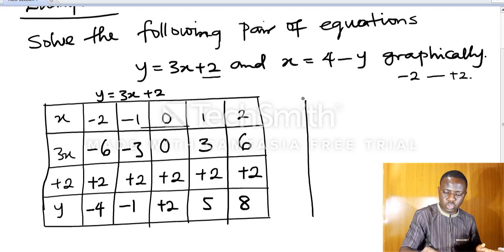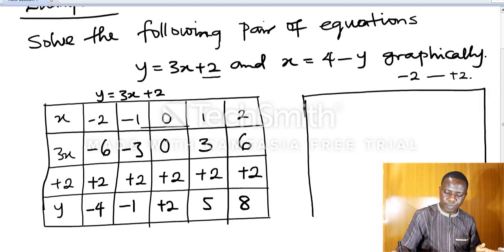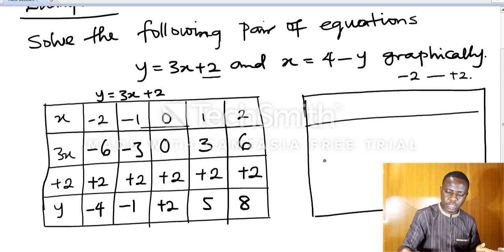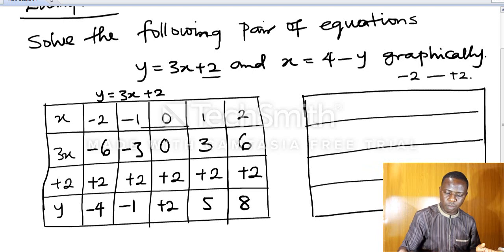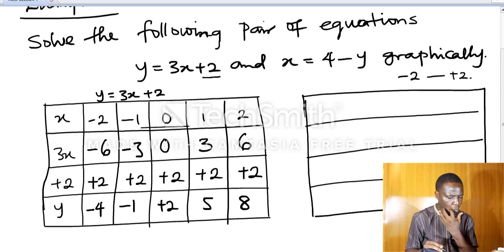Let me also construct that for the second equation. This is x, this is y.